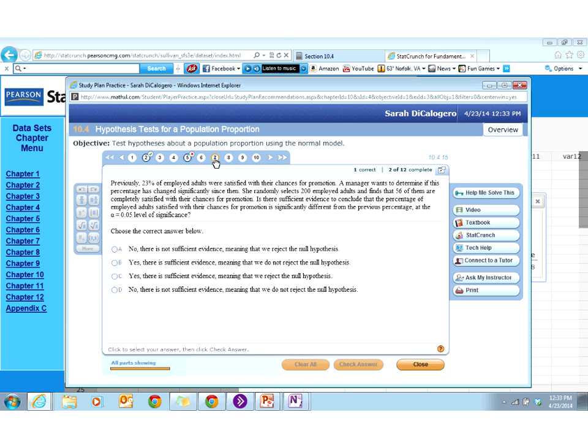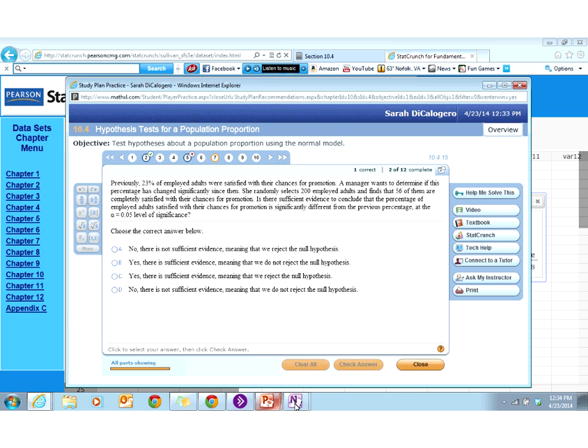Previously, 23% of employed adults were satisfied with their chances for promotion. The manager wants to determine if this percentage has changed significantly. She randomly selects 200 employees and finds that 56, so X equals 56, N equals 200. Is there sufficient evidence that the percentage of employed adults satisfied with their chances for promotion is different from the previous? The previous percentage is P equals 0.23, that's H naught, and the alternative, they're not asking if it's greater or smaller, just different. So it's just P not equal to 0.23.